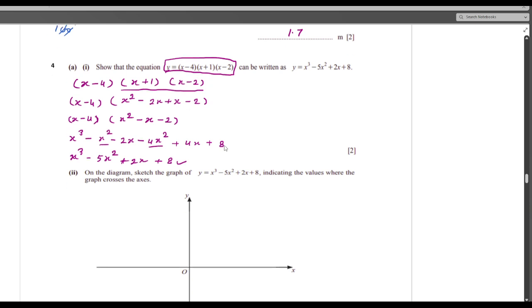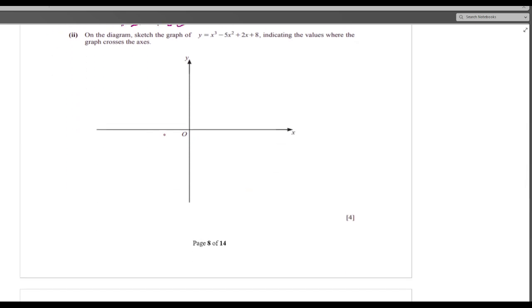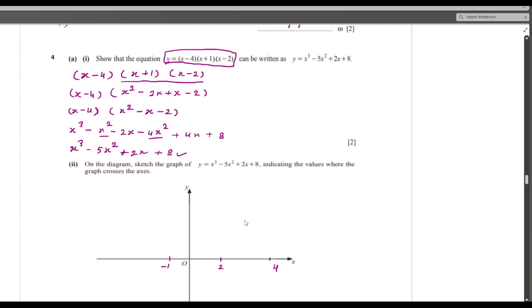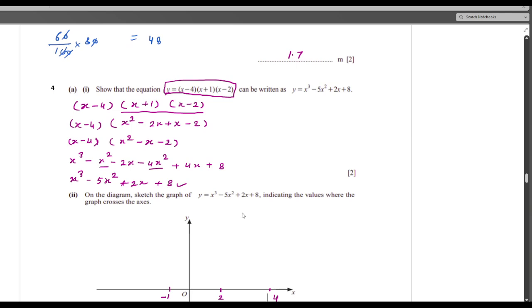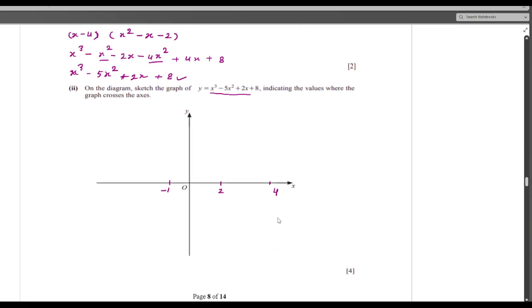So minus 1, 2 and 4. Now these are the 3 points where my curve crosses the x-axis. Where it crosses the y-axis, your x value will be 0. So when you put your x value 0, either you use this or you can directly use this. When your x is 0, your answer is 8. So on the y-axis there is a point, say 8. So now these are the points.